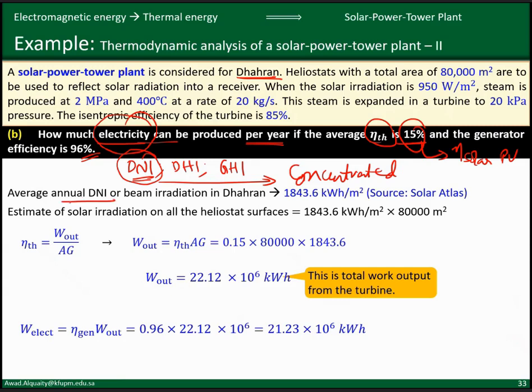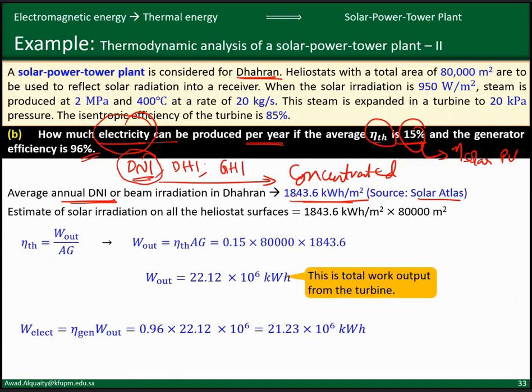So the DNI for Tehran on an annual basis is 1843.6 kilowatt hour per meter square. I got this information from the Solar Atlas website. You can get the average annual or daily average DNI or GHI or any other radiation information from Solar Atlas for any location. So it's a very useful website.